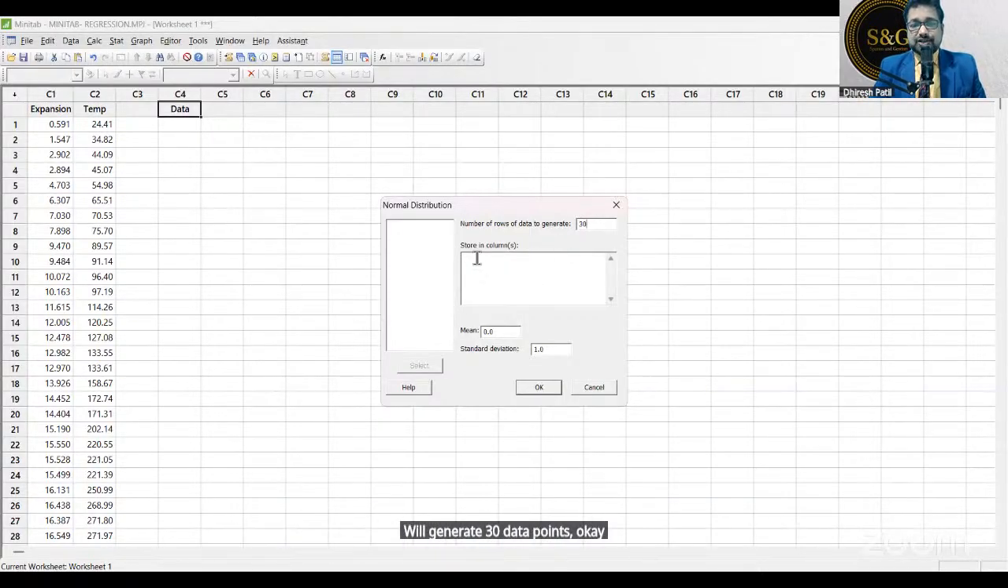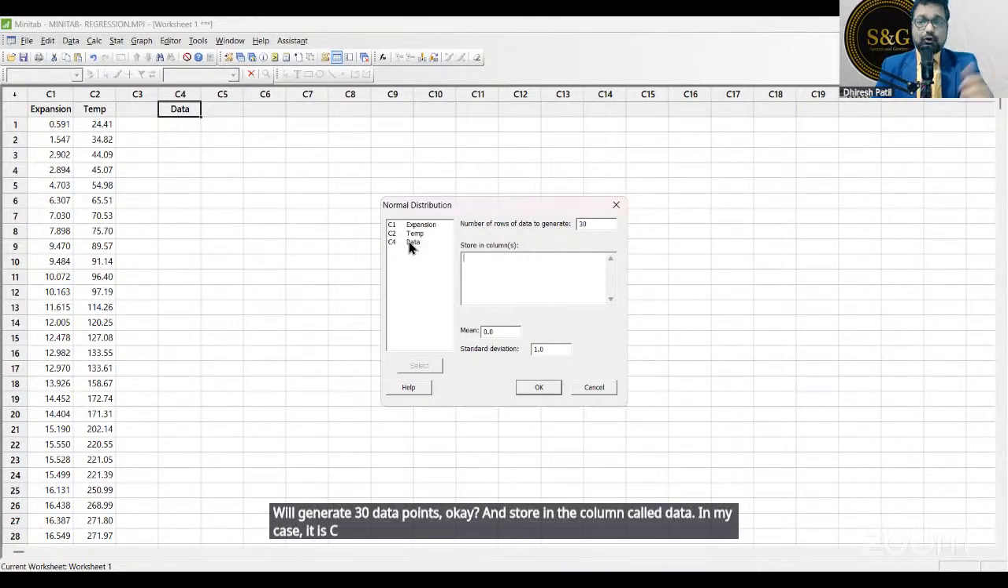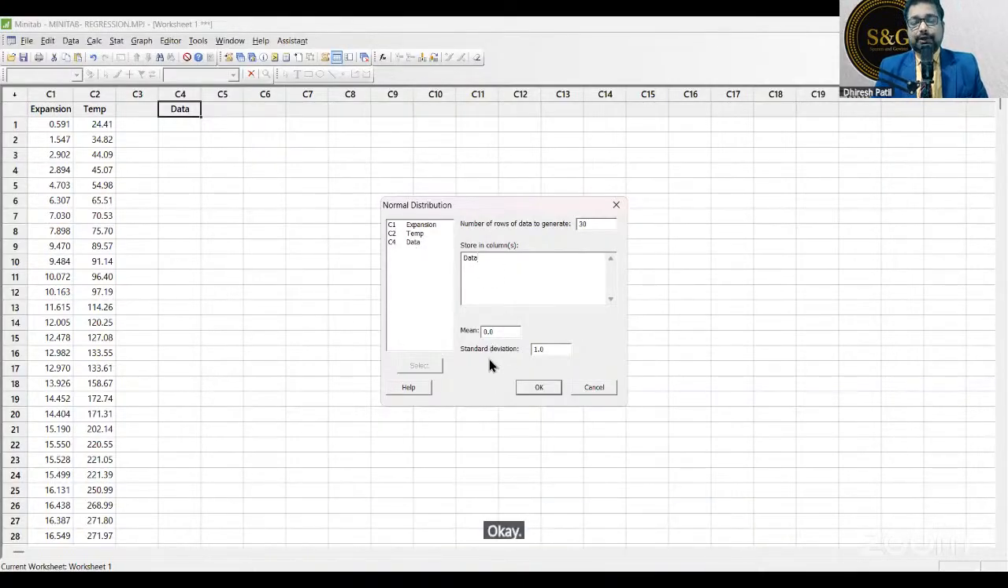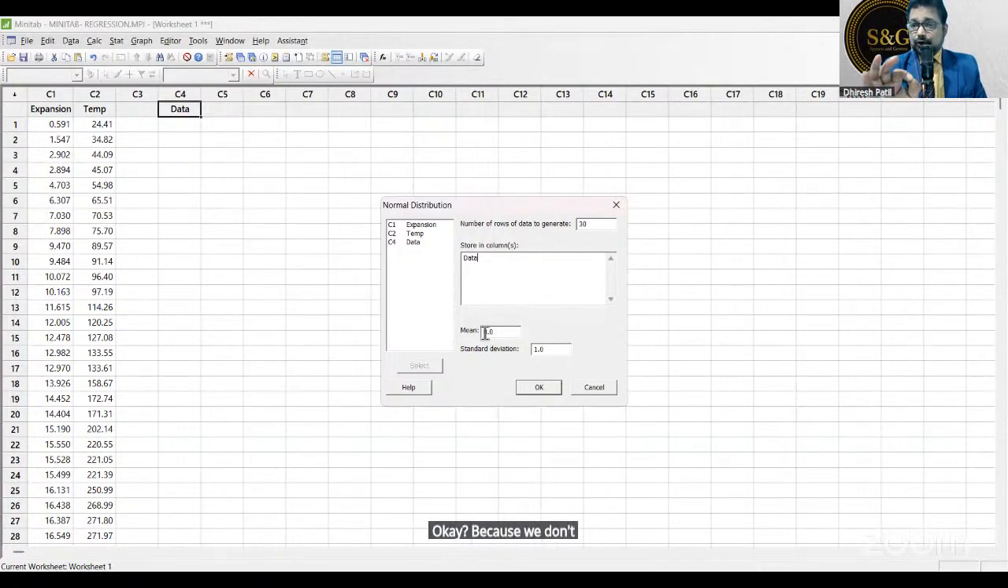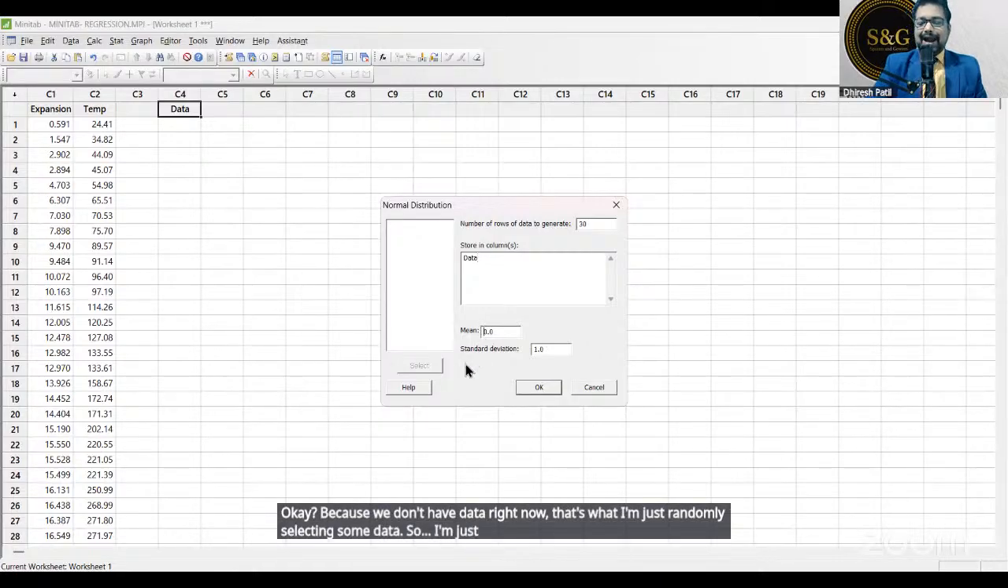And store in the column called data. In my case, it is C4. If you have the C1 column, you select the C1 column where data is. Now here it is just asking for the reference, how much do you want to generate? Now I'm just giving you a raw example of how you can do that, because we don't have data right now. So I'm randomly selecting some data. I'm just selecting the mean at 10 and standard deviation around 1. That's it. I'm not doing anything else.